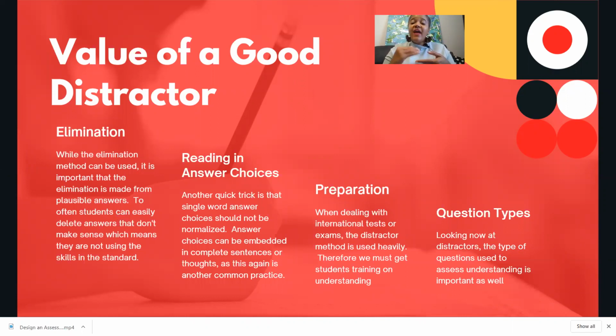However, we can't give answer choices that are obvious to be eliminated, because if we give 3 answer choices that should be eliminated, we're not testing the processing piece. So we don't want so much elimination that students are not showing they know how to do the standard. Reading and answer choices as well.